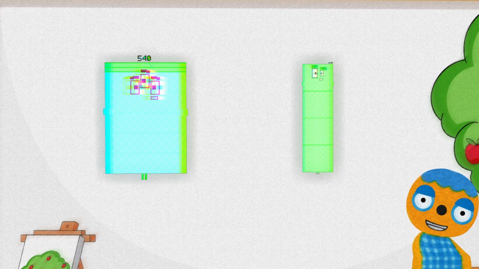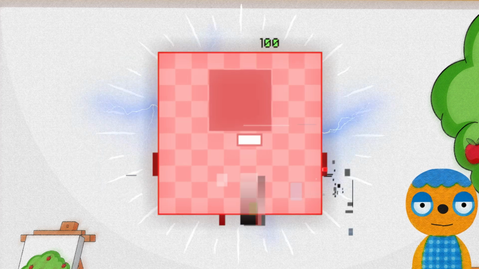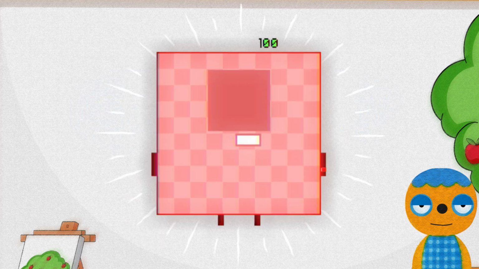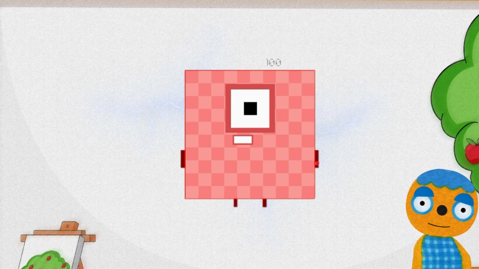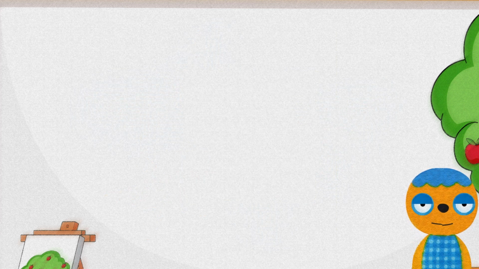What's left when 540 gives away 440 blocks? 100. 540 drops a big 440, and 100 is what's left standing.